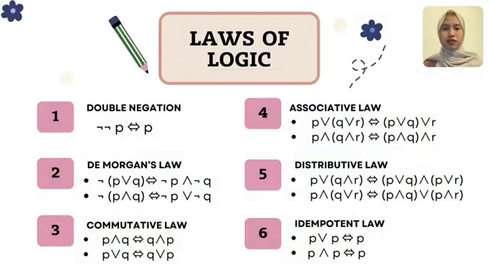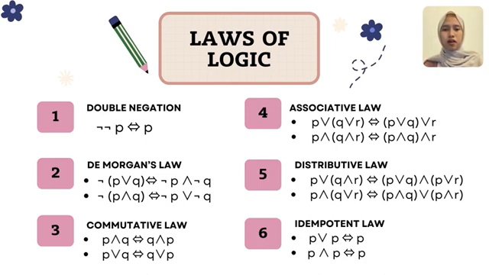So, there are 12 laws. The V sign represents OR, which means a disjunction statement, and the downward V sign represents AND, which means a conjunction statement. The first law is double negation. The double negation of P is equivalent to P. The second one is De Morgan's law.